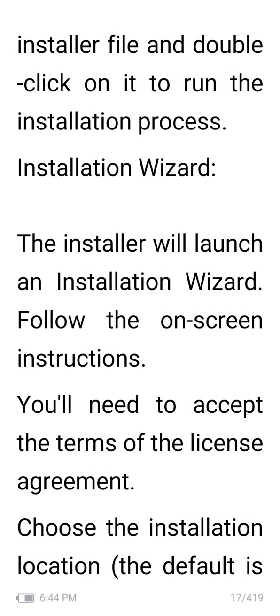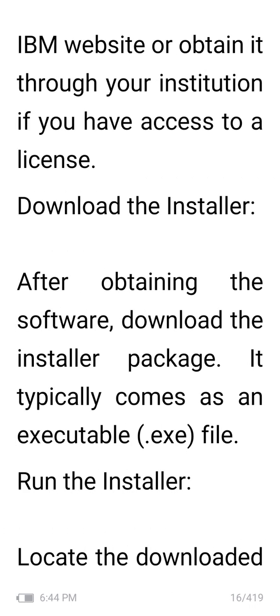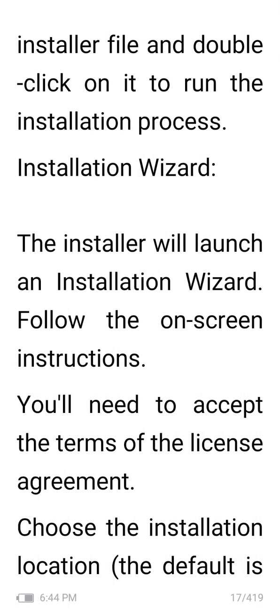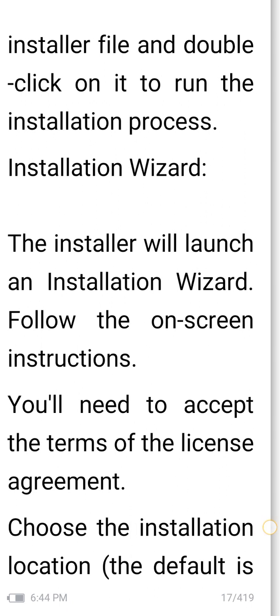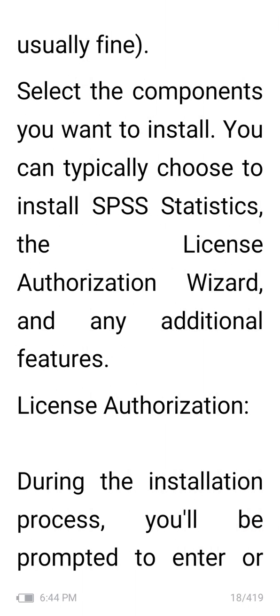Then run the installer. Locate the downloaded installer .exe file and double click on it to run the installation process. An installation wizard. The installer will launch an installation wizard. Follow the on-screen instructions. You will need to accept the terms of the license agreement. Choose the installation location. The default is usually fine. Select the components you want to install. You can typically choose to install SPSS Statistics, the license authentication wizard, and any other additional features.